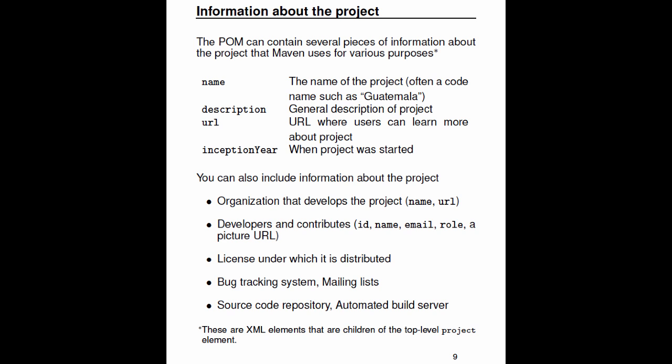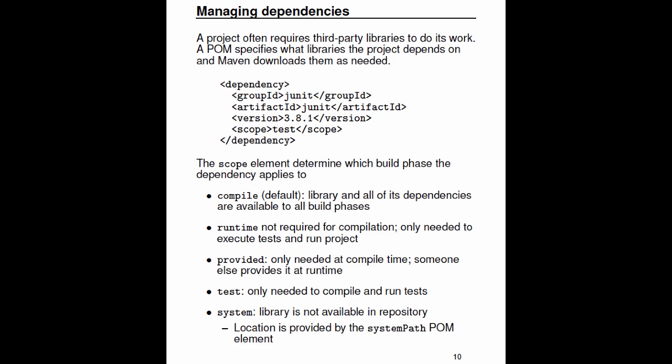Yeah, so you can include information with the organization that it develops, who the people are that contribute to it, the license that's being distributed by, references to the bug tracking system, mailing lists you might have, your source code repository. So, for instance, if you're storing it in Git, you can reference that. If there's an automated build server, here again, they have this information in the XML file, and then there is a Maven plugin that will create pretty reports out of it. Okay, all of that maybe not so important.